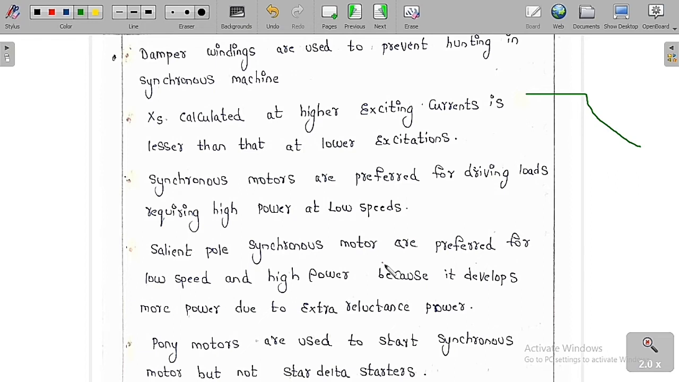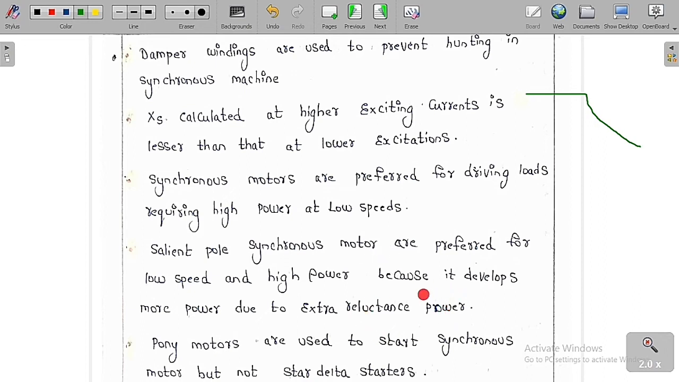I have already told you the overall power equation in the reluctance motor, which is a summation of the reluctance power and the steady state power, which is E into V by X into sine delta plus V square by 2 into 1 by X q minus 1 by X d into sine 2 delta. I already told you this important point.